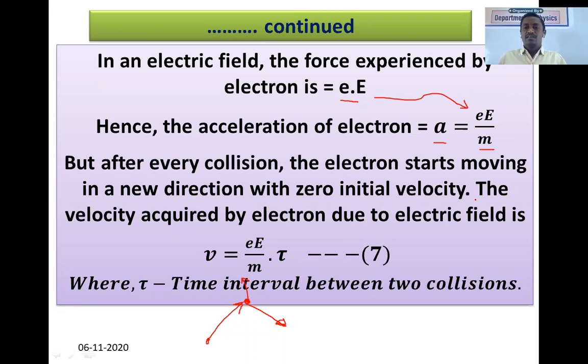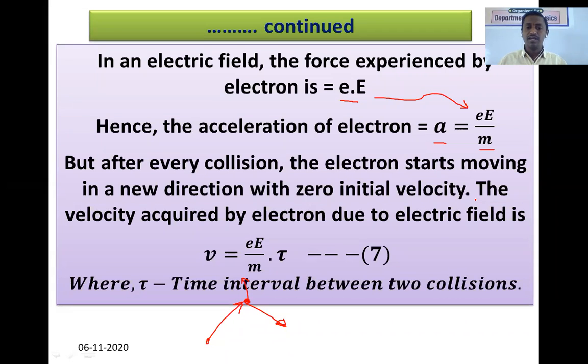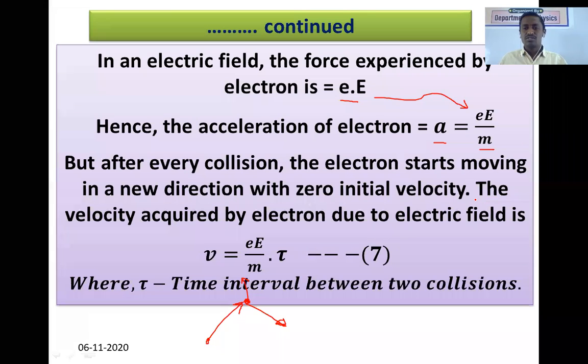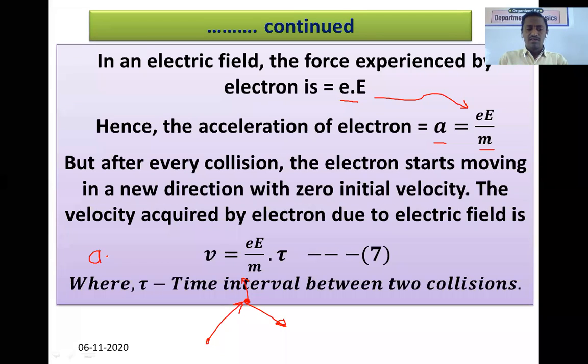Okay, again the electric field is also applied to the metal, so the electrons acquire velocity due to the electric field. Okay, so this velocity acquired by the electron depends upon the force experienced by the electron. Due to the force, how much acceleration is produced in the electron, and we know this velocity acquired by the electron is equal to, here just see the expression for acceleration and velocity. We know acceleration equals velocity upon time.